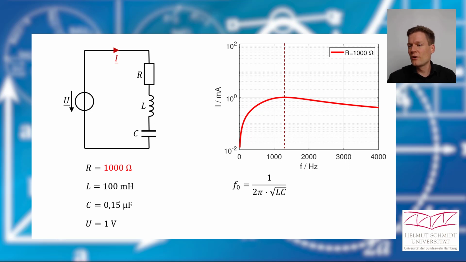Okay, but have a look at our circuit. We have R, L and C there. And our resonance frequency is only dependent on L and C. But I'm sure the resistor will have an influence on it. And therefore I try it with another value. This time I use a resistor with 100 ohm. Let's have a look.